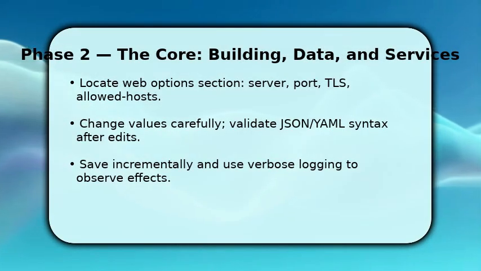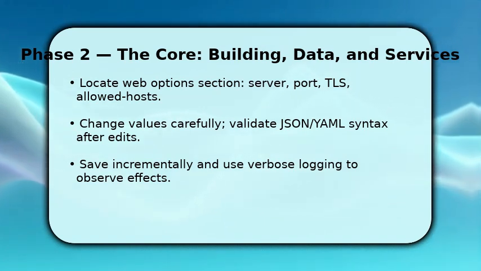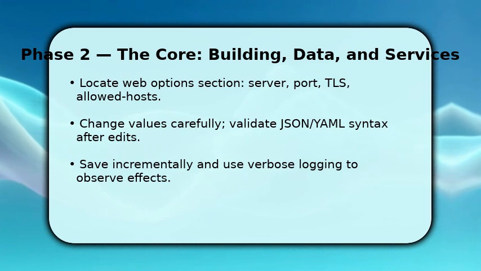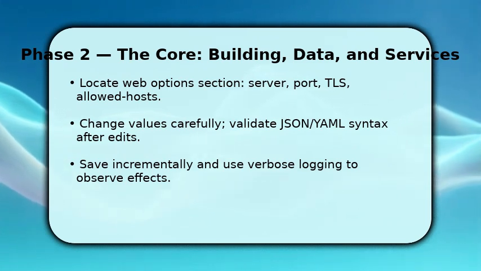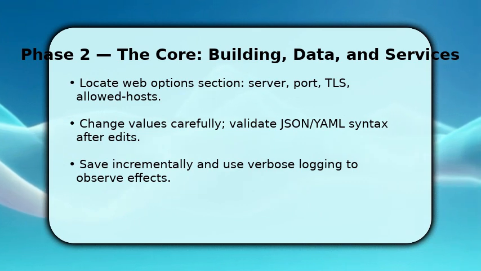Now edit the core web options: server address, port numbers, TLS settings, and allowed hosts. Make each change deliberately and validate the file format, JSON or YAML, because a small syntax error breaks startup. Once you alter one area, save incrementally and restart only the service component you changed.